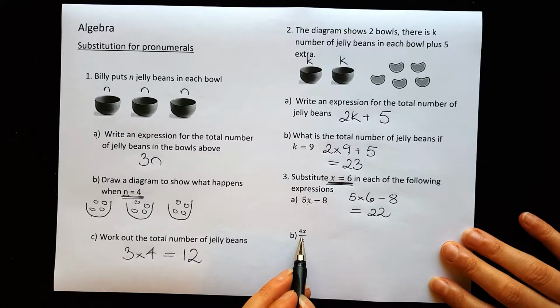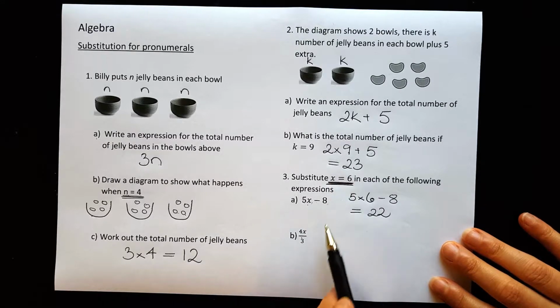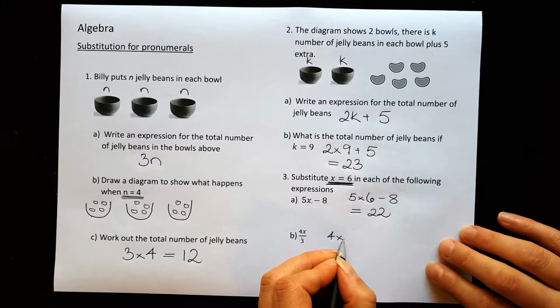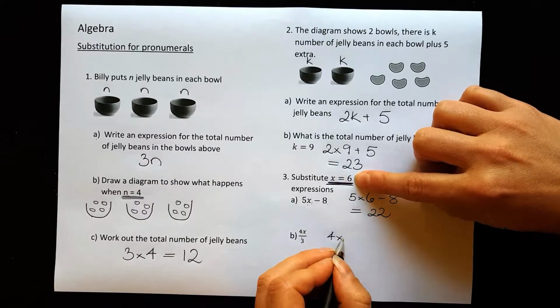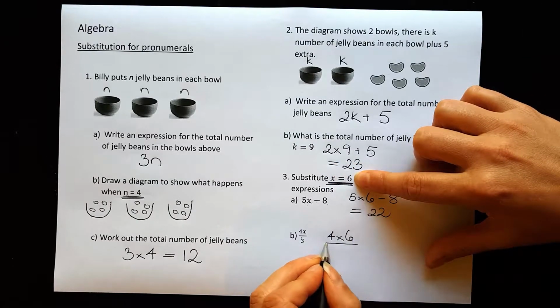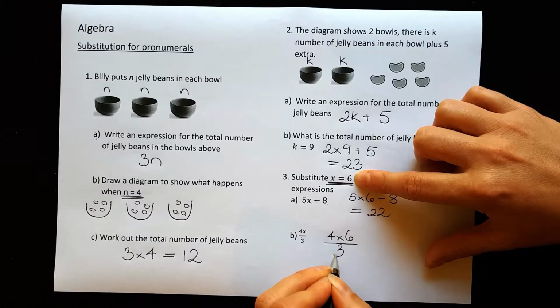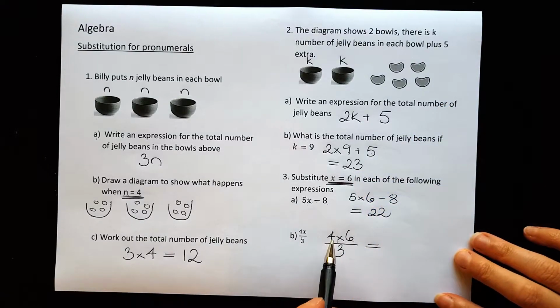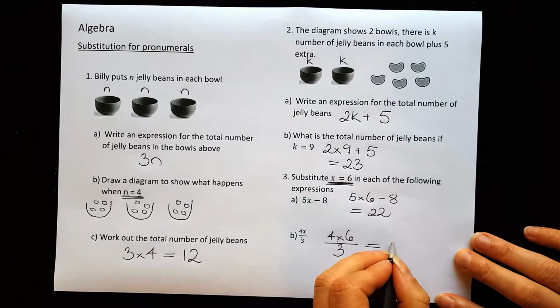I'll show you that again in 3 part B. We want to substitute that x is equal to 6 into this expression. So 4x will be 4 times by, instead of x, we put 6, all over 3. Once we have done the substitution, then we can calculate it. 4 times 6 is 24, and 24 divided by 3 makes 8.